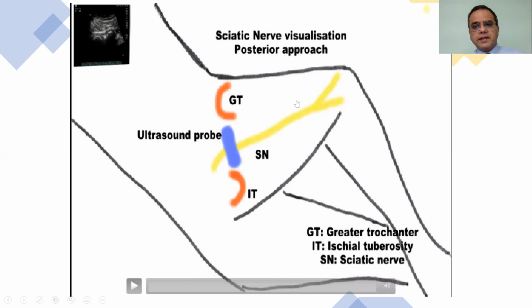So again, patient lying on their side, greater trochanter, ischial tuberosity. That's the probe placed along the line between greater trochanter and ischial tuberosity. That's the path of the nerve. So let's see what it shows.